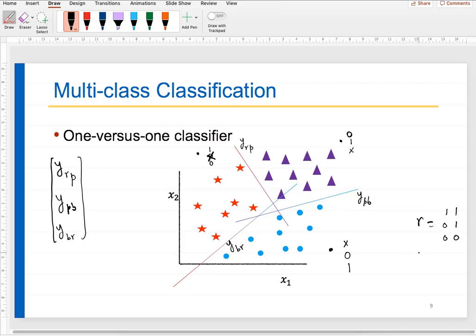When the class is purple, then it could be 0, 1, 0 or 0, 1, 1. And when the class is blue, then it could be 0, 0, 1 or 1, 0, 1. Right? There is no ambiguity, there is no overlap, even if we have a don't care condition.